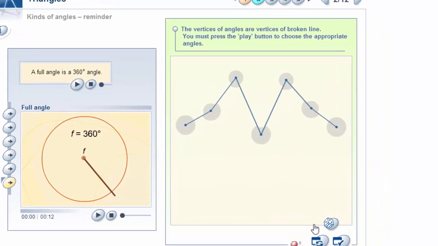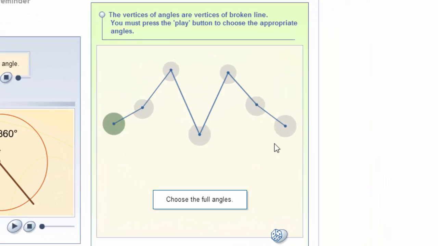Choose the full angles. Choose the obtuse angles. And now choose the reflex angles. Choose the acute angles.